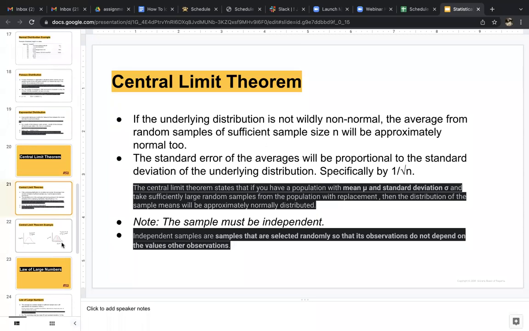Note, when you want to find the central limit theorem, the samples must be independent. Now, what do you mean by independent samples? Independent samples are the samples that are selected randomly, so that their observations do not depend on the values of other observations. So this is the central limit theorem. To brief it out, it means even if you have a very large data set with high values, still the mean will be centrally located and you can plot it using the normal distribution.